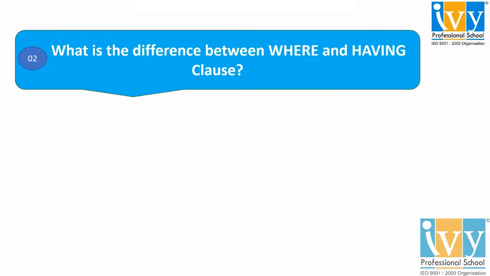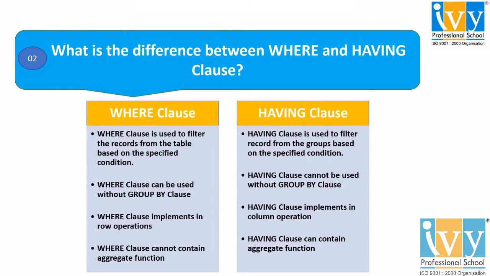Moving to the second question. What is the difference between WHERE and HAVING clause? The WHERE clause is used to filter the records from the table based on the specified condition, whereas the HAVING clause is used to filter records from the groups based on the specified condition. The WHERE clause can be used without the GROUP BY clause. The HAVING clause cannot be used without the GROUP BY clause.